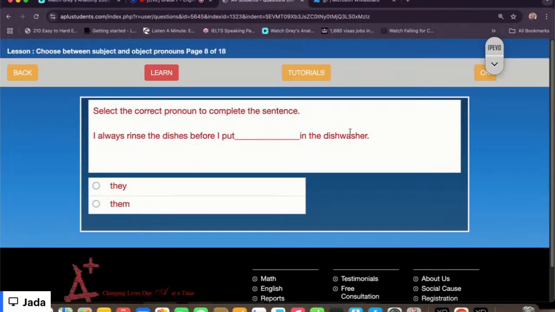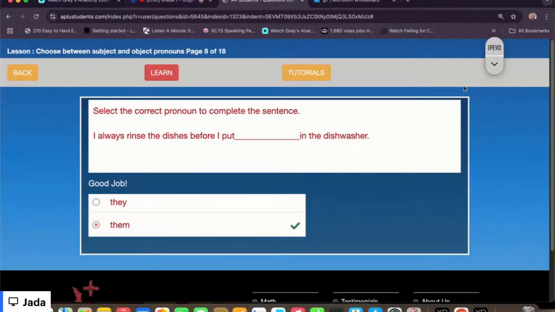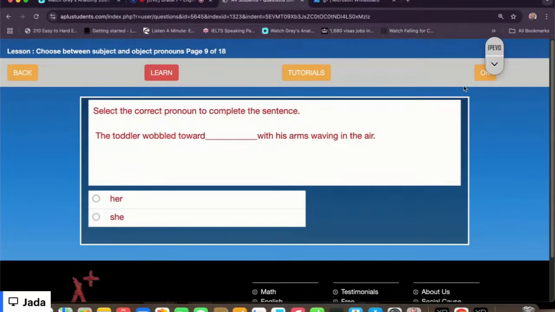Okay, so I put dash in the dishwasher, them in the dishwasher. Okay. So this is the same question. So what's it going to be here?